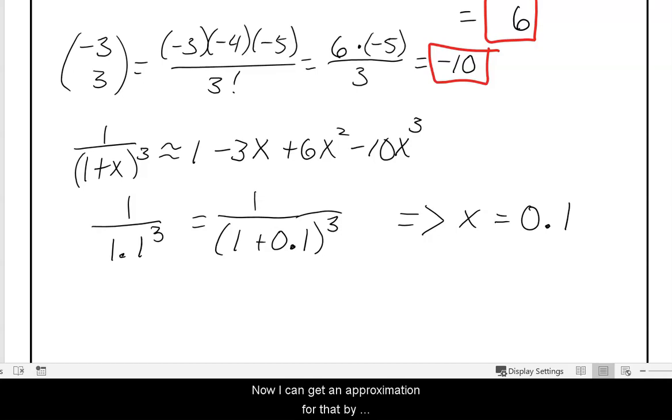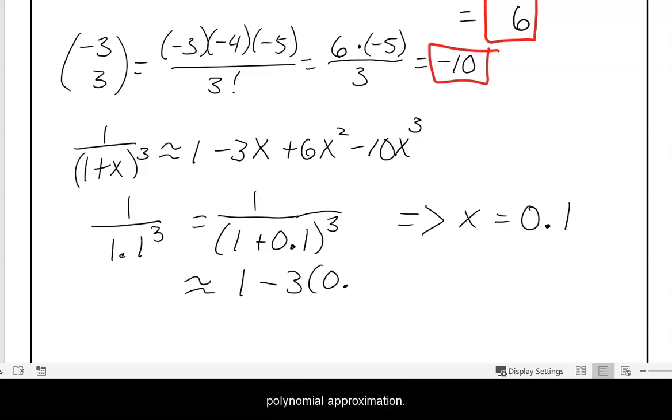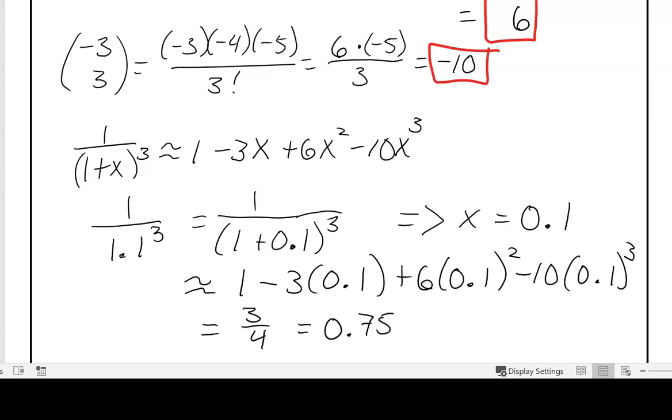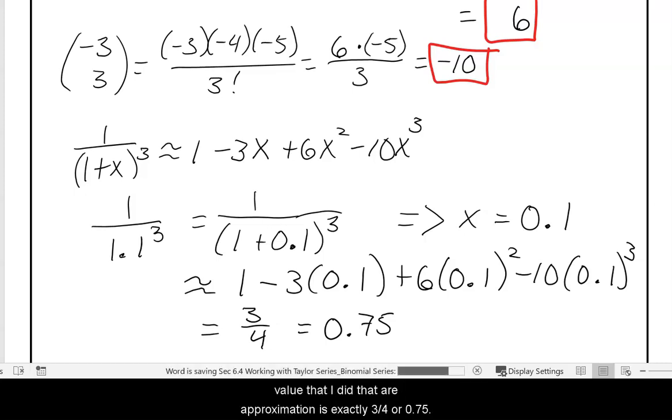Now I can get an approximation for that by plugging in the value 0.1 in place of x in my 4-term polynomial approximation. Take a moment to compute the numbers, then turn the video back on to see if your answer matches mine. Hopefully, when you plug those in, you got the same value that I did, that our approximation is exactly 3/4 or 0.75.